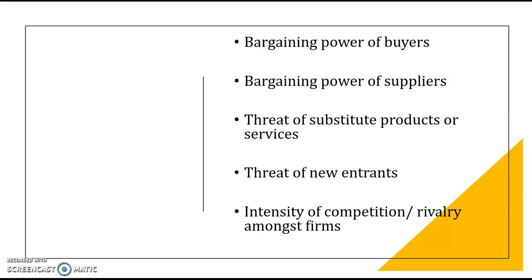So this relates to the case when the input is very rare and only one or two firms are supplying. If it is only one firm, that is a monopoly, then there is no chance of bargaining. But if there are two or three more, then the suppliers' bargaining power increases, because the supplier can now charge at a higher rate.